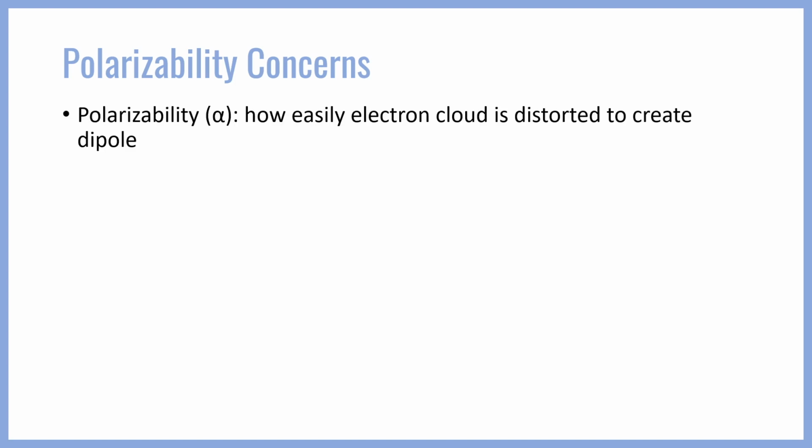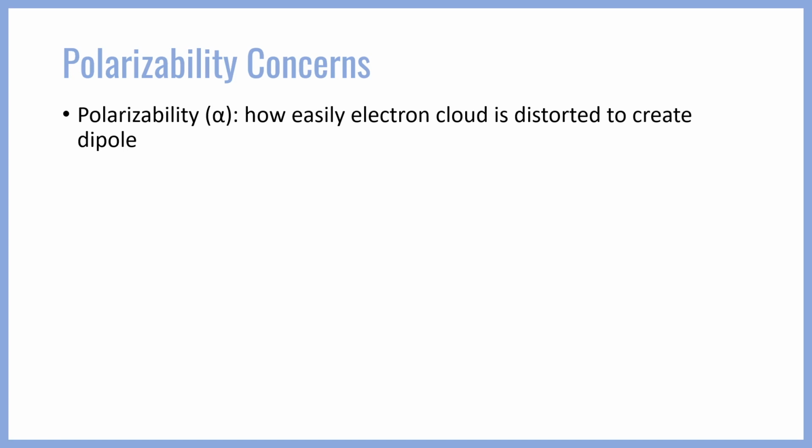Now, in addition to just the raw size of the electron cloud, we also need to think about how polarizable it is. Polarizability, which is often represented by the symbol alpha, is a measure of how easy it is to distort the shape of the electron cloud. In other words, how easy is it to make the electron cloud go from nice and symmetrical to asymmetrical with partially charged ends? Because it measures the ease of creating transient and induced dipoles, polarizability is a good measure of how strong dispersion forces are.